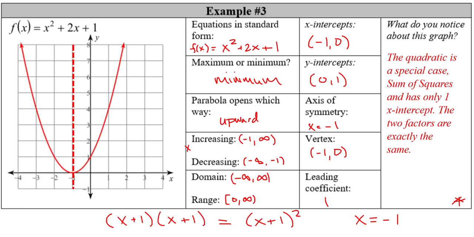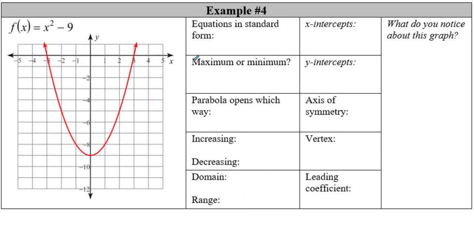All right, very good. So let's jump to example number 4. We've got x squared minus 9. Let's put this in our standard form. This is already in standard form, and we can just start answering this. Do we have a max or a min? It's opening upward, so that means we have a minimum. I've already answered this question, so I know we're going upward. We already know the domain. We should never get this one wrong: negative infinity to positive infinity.